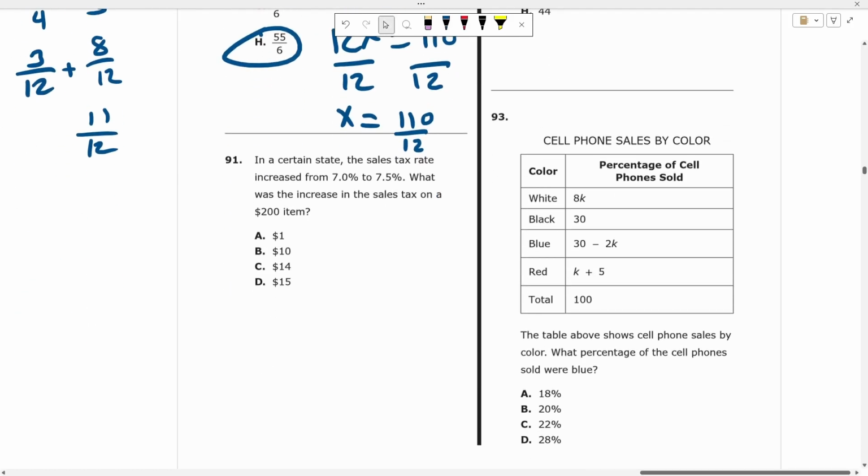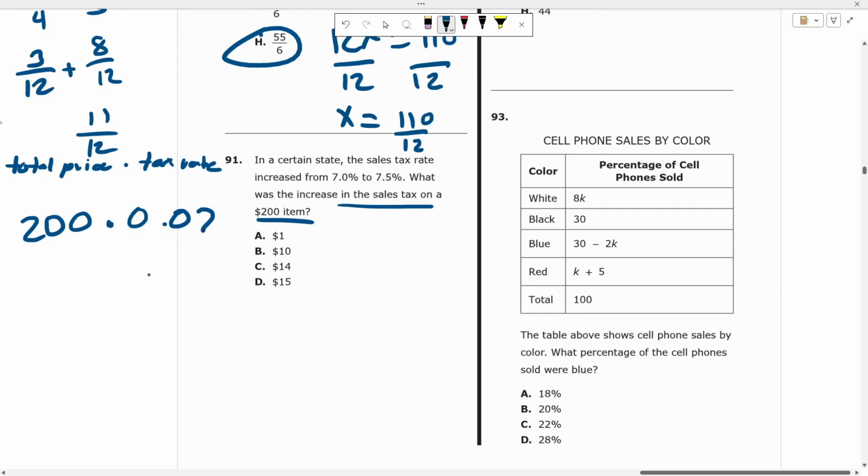Number 91 says, in a certain state, the sales tax increased from 7% to 7.5%. What is the increase in the sales tax on a $200 item? Okay, so if the item was equal to $200, under the old sales tax, which was 7%, how much is it equal to? Well, the way you calculate tax is you just multiply the total price, pre-tax, by the tax rate. So the tax rate is 7, so 200 times 0.07 is going to equal 14, okay? So that's going to be 14.